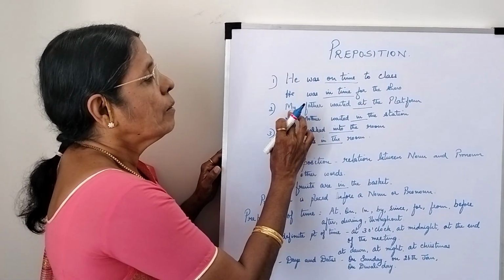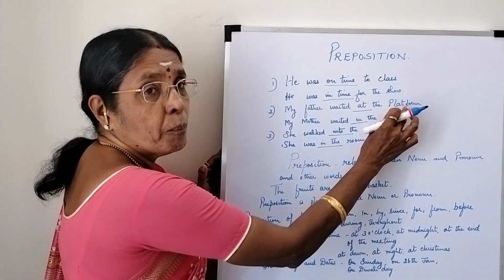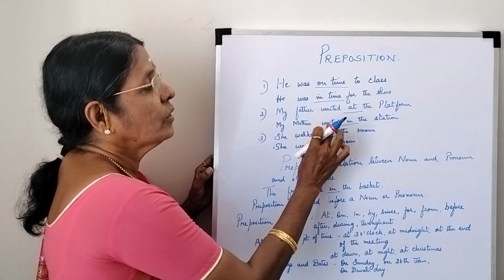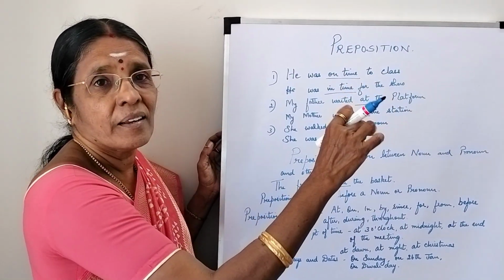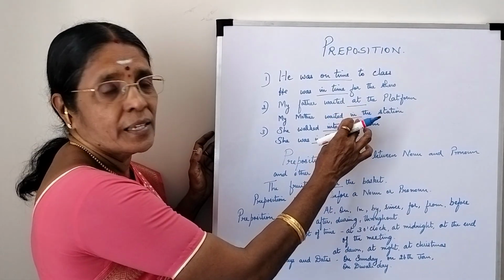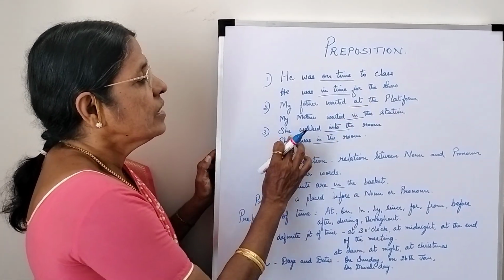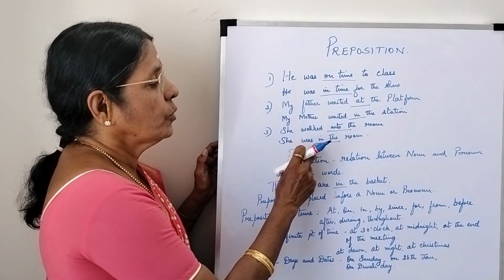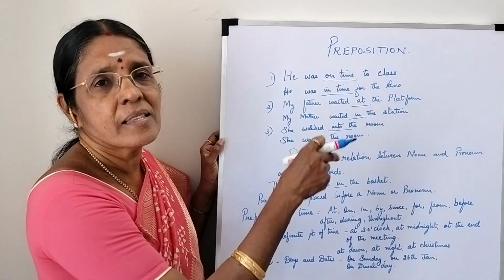to be done. My father waited at the platform, in the railway station at the platform. My mother waited in the station. We don't know where, near the ticket counter or where was she? We don't know, near the waiting room. So in the station. She walked into the room. She's walking inside the room. She was in the room. She's already inside the room.